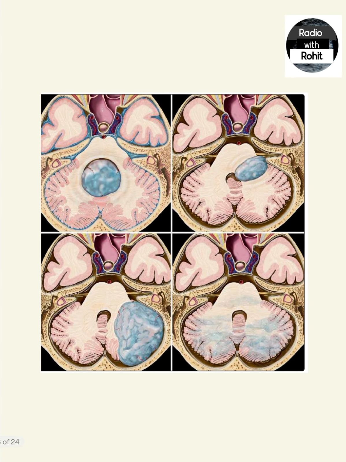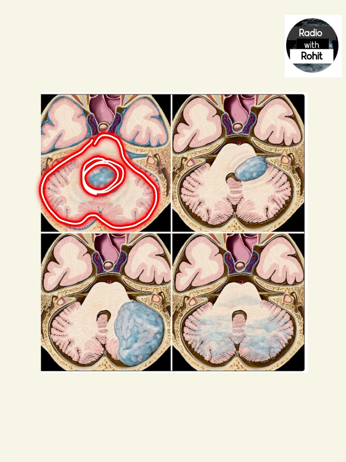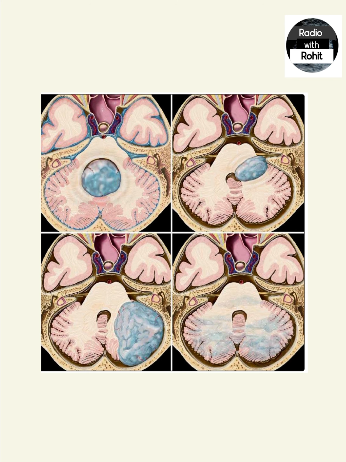Here we can see that this is our cerebellum and this is our medulloblastoma located in the midline. Here we can see that medulloblastoma is present in the lateral aspect of the cerebellum, or we can see that it is herniating through the foramen of Luschka. This is another picture of medulloblastoma, present in the cerebellum and the fourth ventricle.